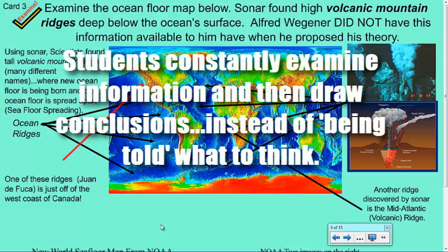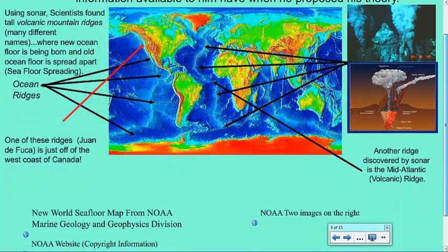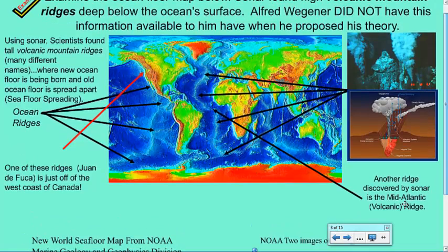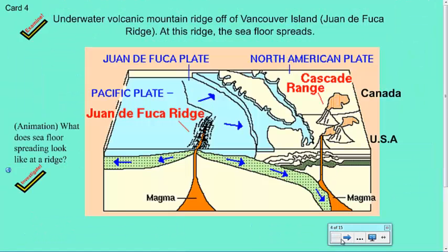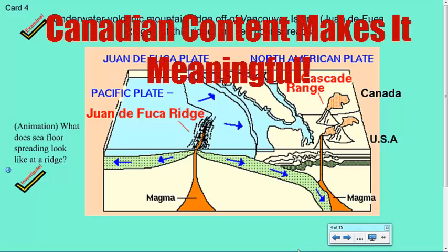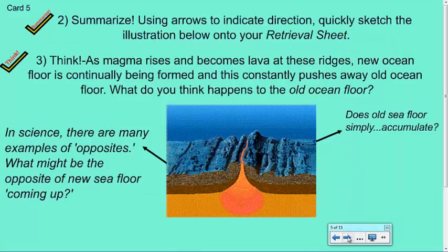In this card, students examine the volcanic mountain ridges provided by the echolocation and the sonar, and Alfred Wegener didn't have this information, of course. And once again, you can see the copyright links, etc. In this next card, instead of looking at the Mid-Atlantic Ridge, we look at the Juan de Fuca Ridge, the ridge off of the west coast of Canada. Why not do that? And so the kids can see how it's been mapped there.